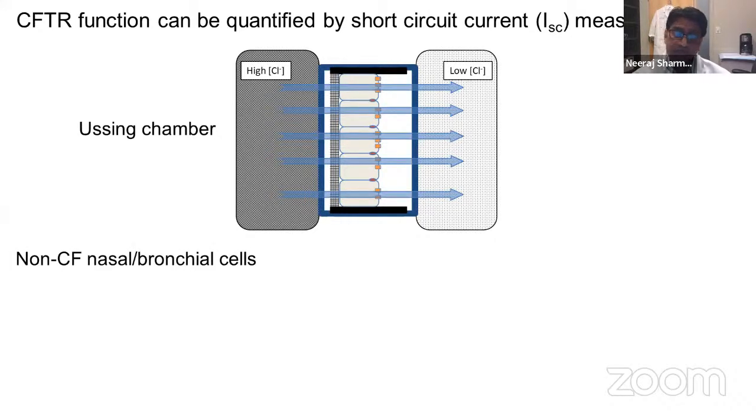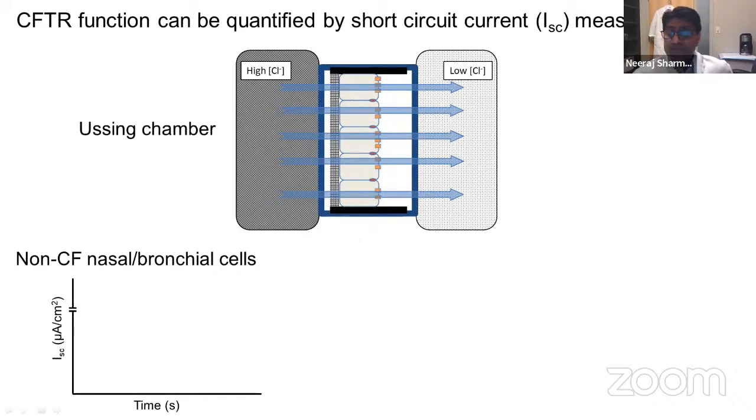So then how do we measure the function here? Here I'm going to give you a cartoon. On the x-axis here is the time, and on the y-axis is the short circuit current measurement. When the voltage is clamped on the Ussing chamber, the flow of ions is allowed to equilibrate, shown here in this stable line. Earlier it is messy, and then it gets stable over time. And then we add amiloride, an inhibitor of the epithelial sodium channel.